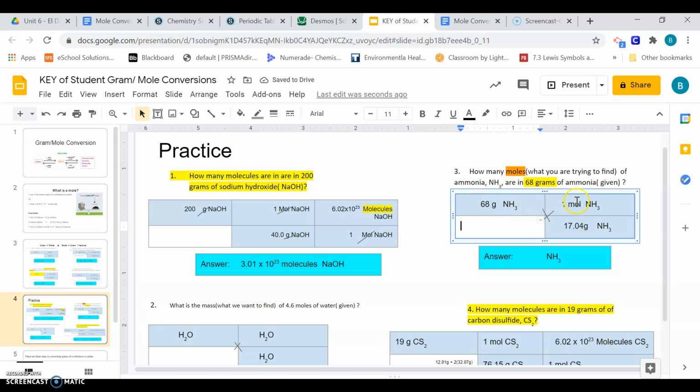What we do is we multiply the top, divide the bottom. So 68 times 1 is 68, divided by 17.04. So our answer for this will be either 3.99, or you can round up to 4 moles of ammonia.